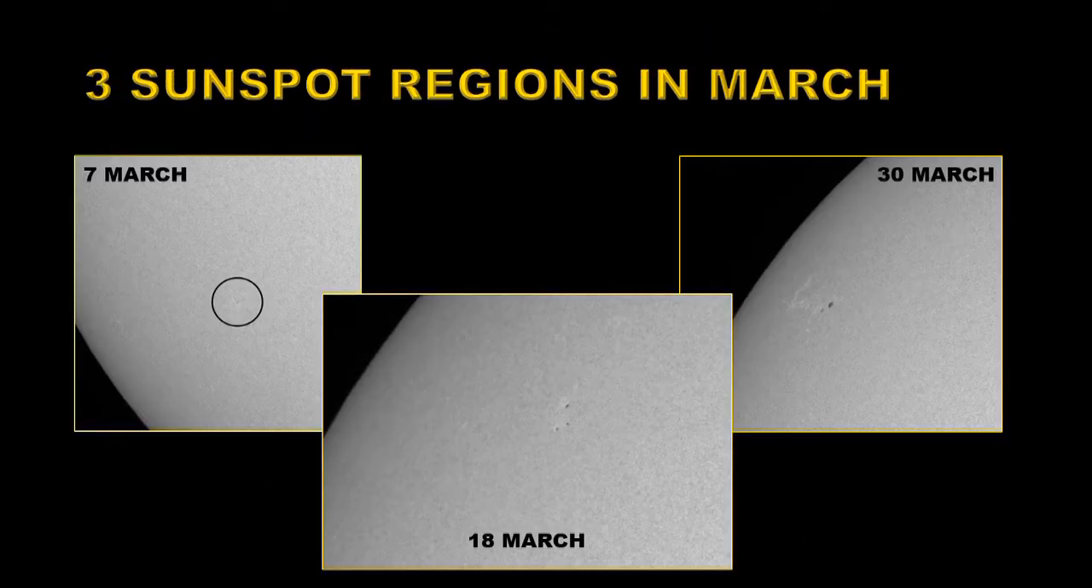We've had a grand total of 3 sunspot regions appear in March. All of them relatively modest. The first one appeared in the southeast quadrant of the sun on March 7th. You can see it ringed here in the left-hand picture. It was just a tiny pore.